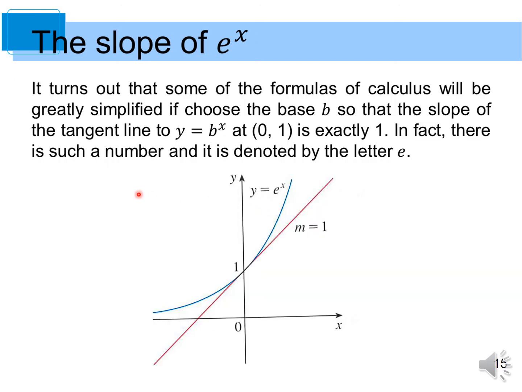It turns out that some of the formulas of calculus will be greatly simplified if we choose the base b so that the slope of the tangent line to y equals b to the power x at (0, 1) is exactly 1. In fact, there is such a number, and it is denoted by the letter e.